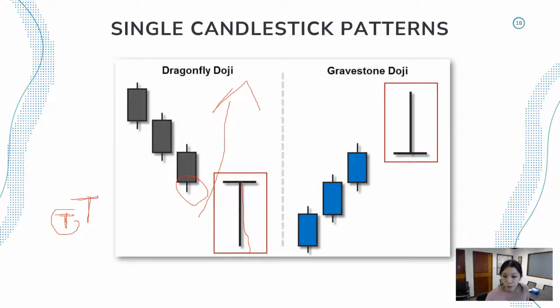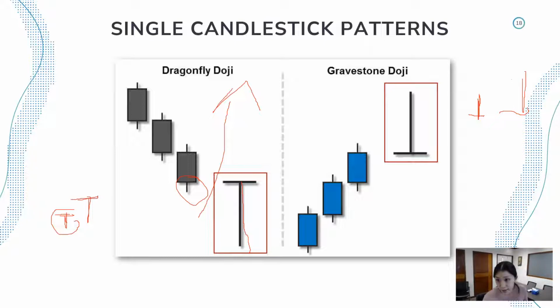The same goes for the gravestone doji. If it is a tiny gravestone, like a tiny baby gravestone, in a normal case not many people would notice it. But if it's a massive big gravestone, then it has a higher chance of a bearish reversal.